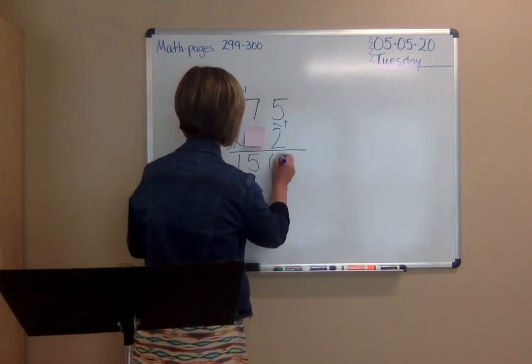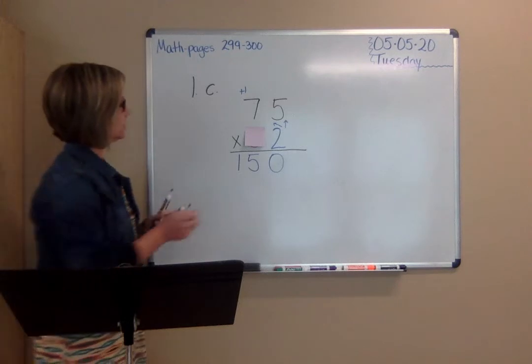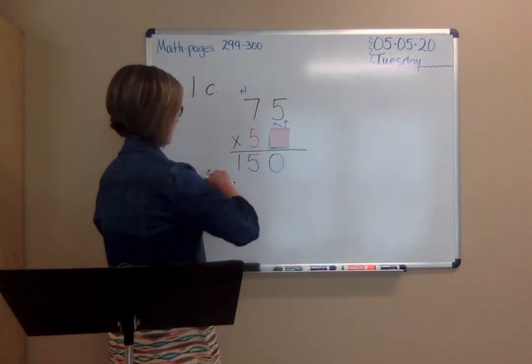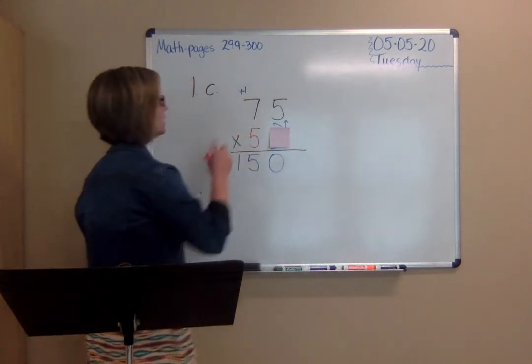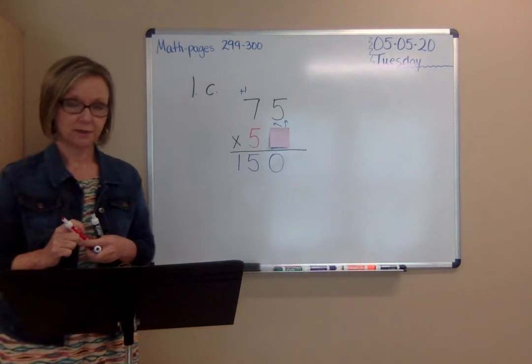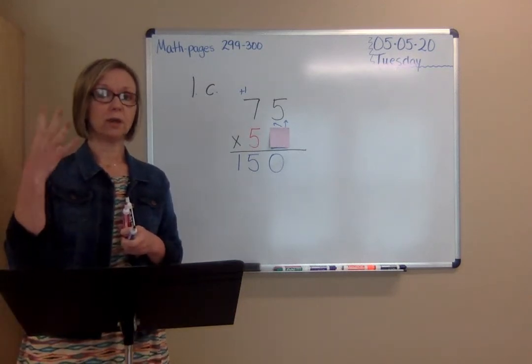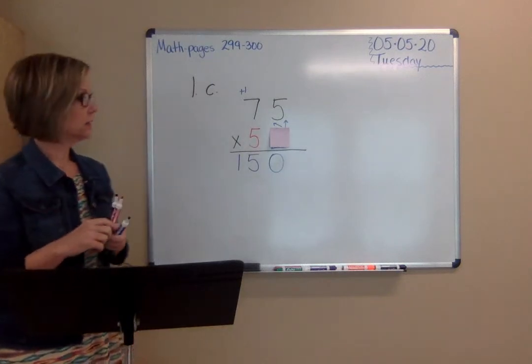Big old 0 up there. There we go. Okay, 150. So now let's slip over to the tens place. And what we're saying here is 75 times 50. That's right, because it's in the tens place. 10, 20, 30, 40, 50. 5 tens is 50. So let's start working.